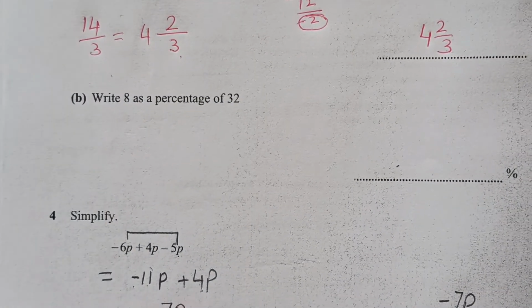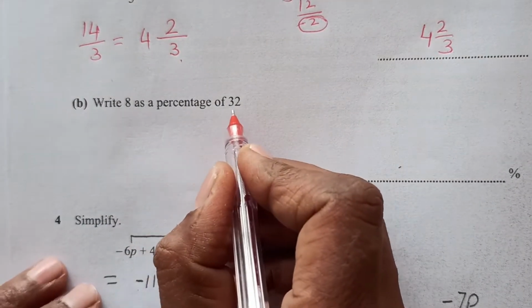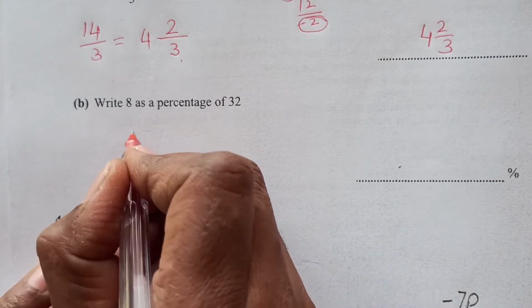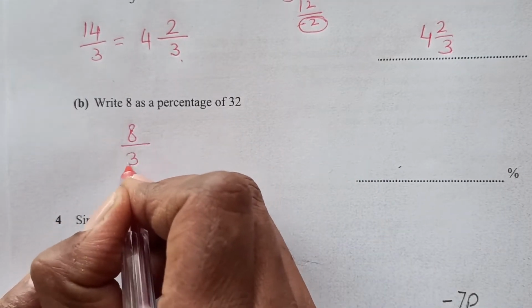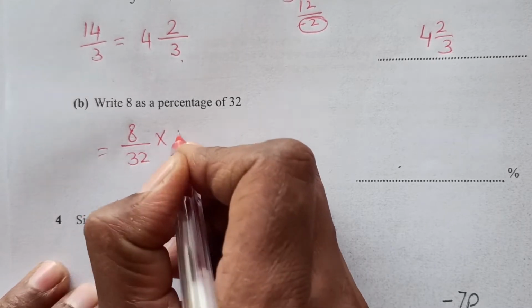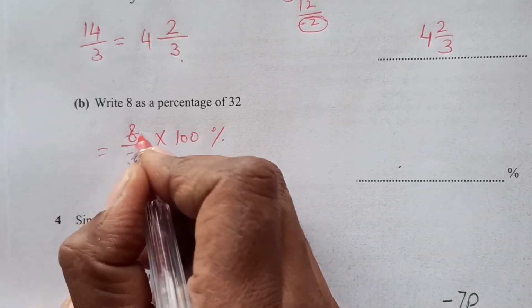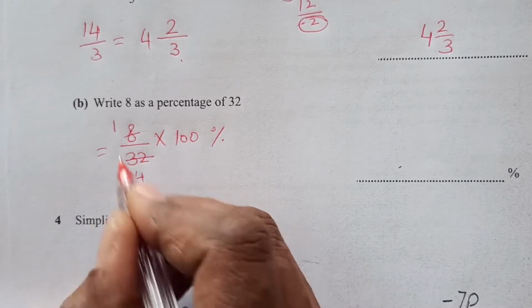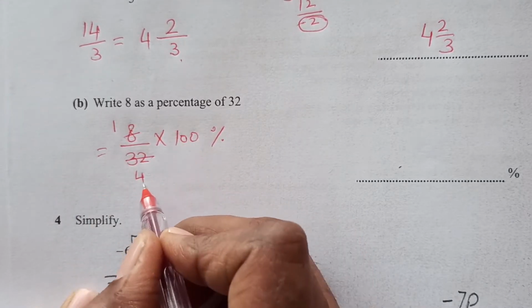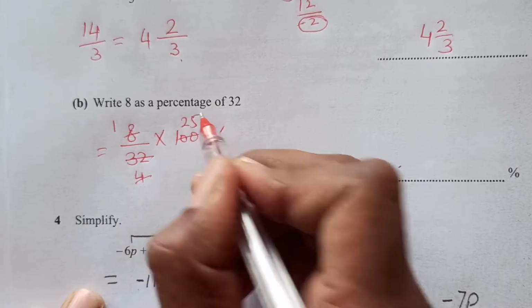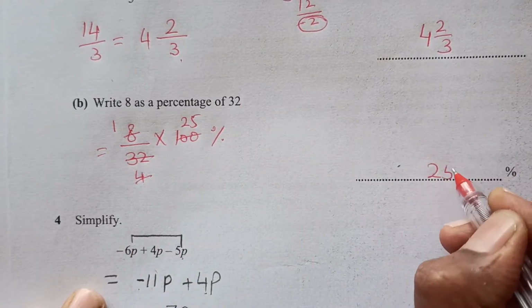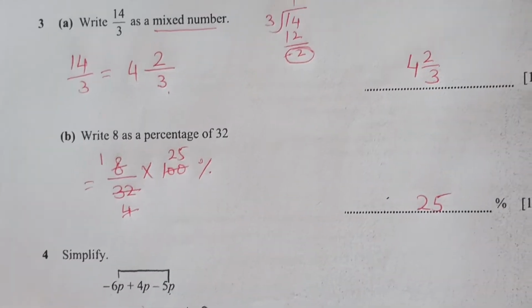Okay. Now write 8 as a percentage of 32. Meaning to say how much is, like 8 is out of 32, right? And how much it will be out of 100. That will give you the percentage. So 8 times 1 and 8 times 4 is 32. Then 100 divided by 4, it is 25. So 25%, right?